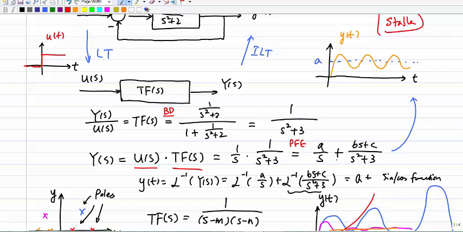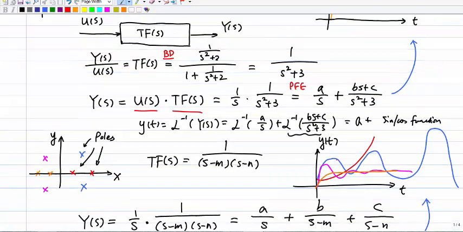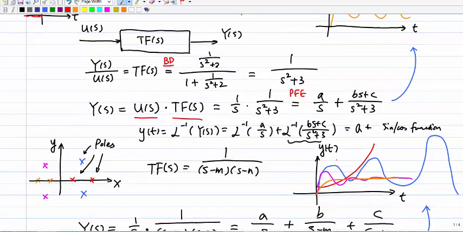However, it's not very easy to check the solution all the time, especially when the transfer function becomes complex. So would there be any easy way we can check the stability? One way we can do that is to use the poles of the transfer function. Actually, the poles of the transfer function will determine the stability.